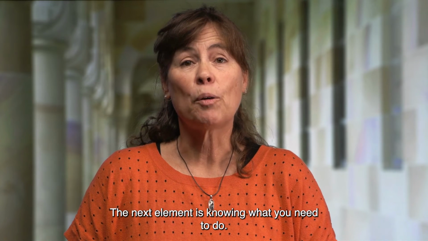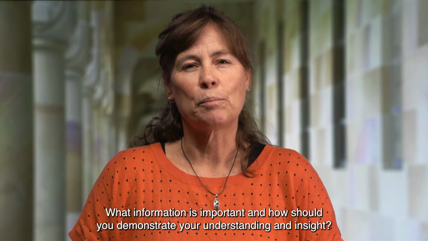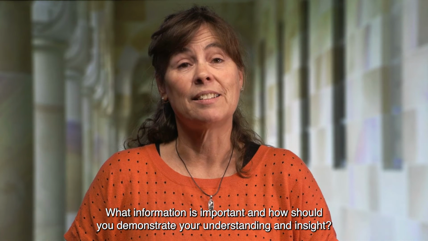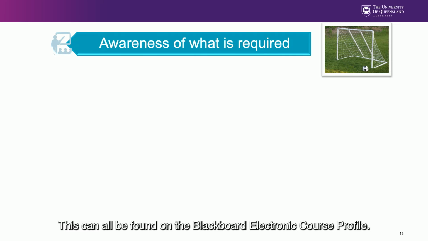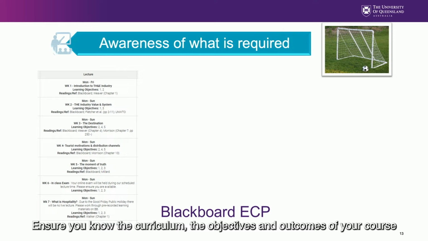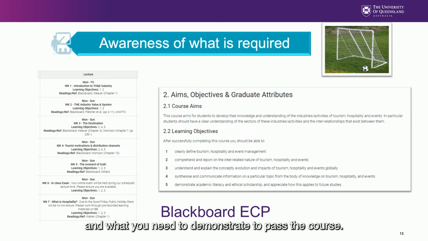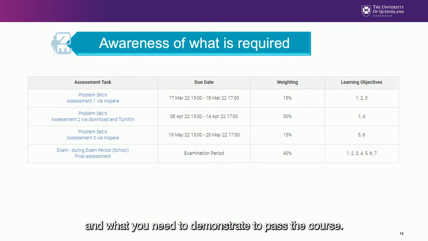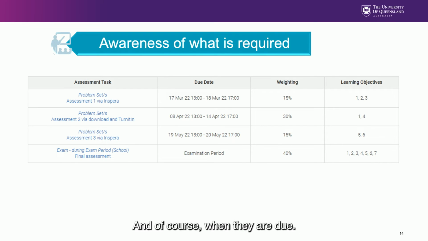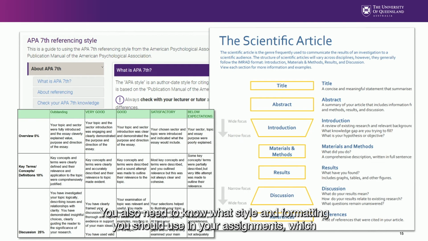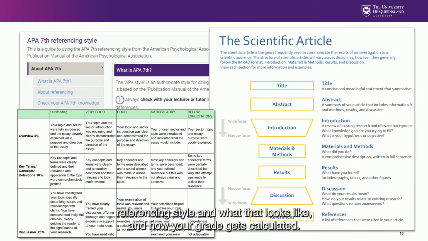The next element is knowing what you need to do. What information is important, and how should you demonstrate your understanding and insight? To score a goal, you need to know where the goalposts are, and this can be found on the Blackboard electronic course profile. Ensure you know the curriculum, the objectives and outcomes of your course, and what you need to demonstrate to pass the course. How are the course objectives assessed, and how are the assessments being weighted? And of course, when are they due? You also need to know what style and formatting you should use in your assignments, which referencing style and what that looks like, and how your grade gets calculated.